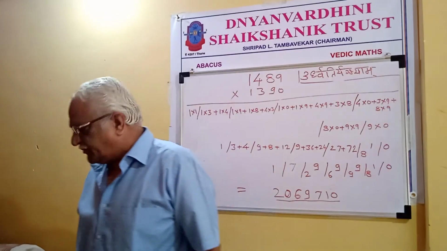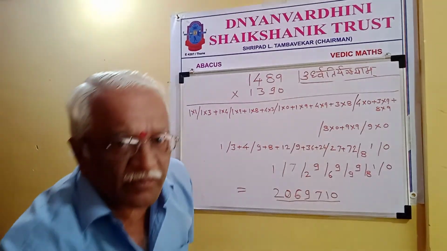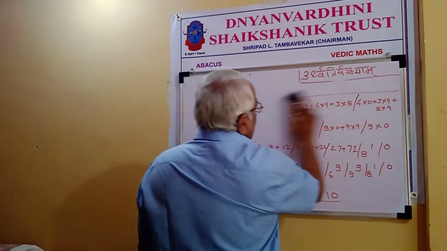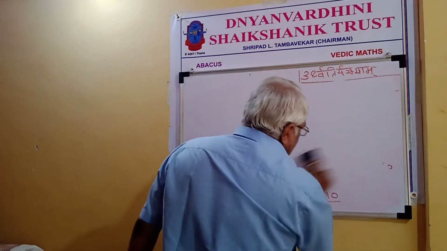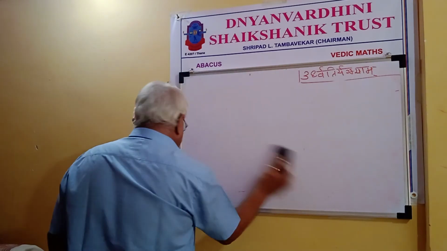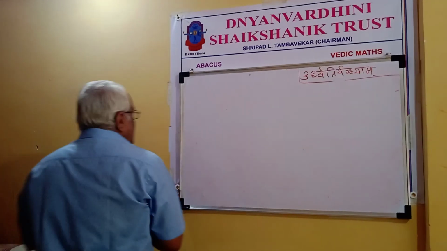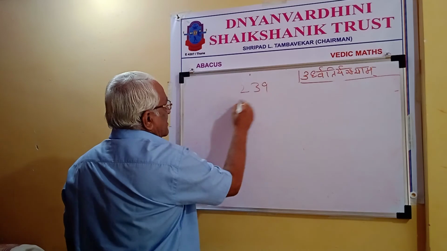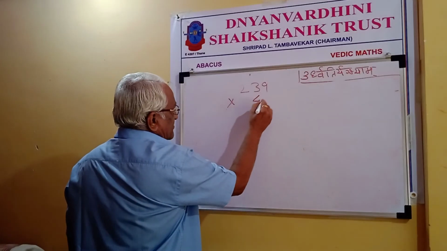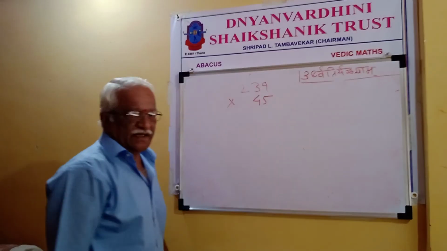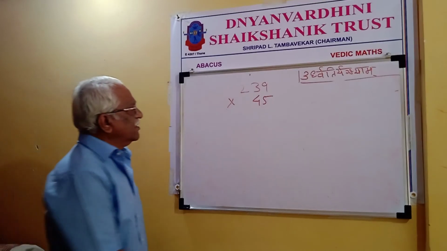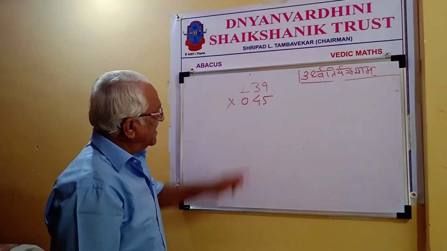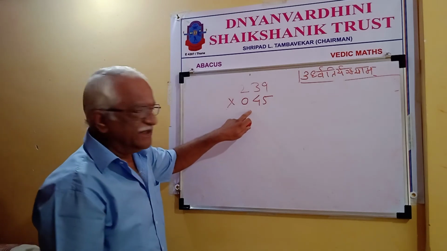Now we have seen in the Urdhva Tiryaka method the multiplication of 2 by 2 digits, 2 by 3 digits, 4 by 4 digits, and also we can do examples like this also. 239 into 45. But here, what we have to do? You have to write here 0. And then you can solve the example with this method.